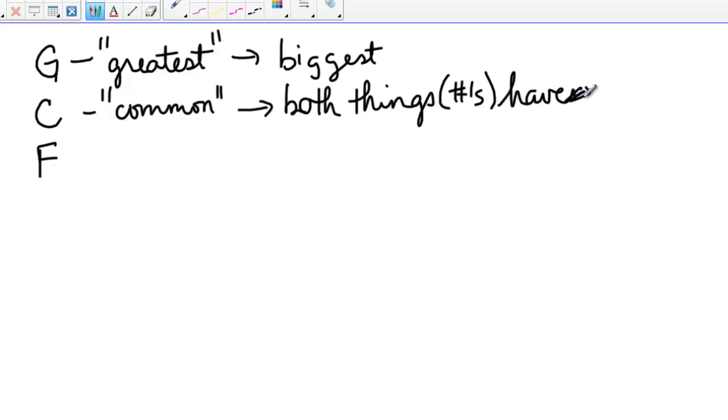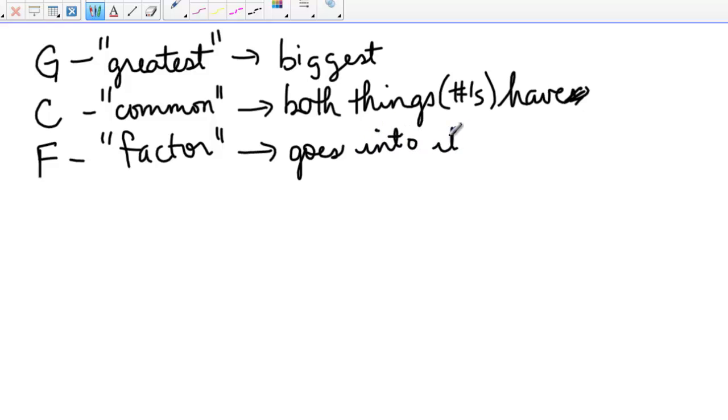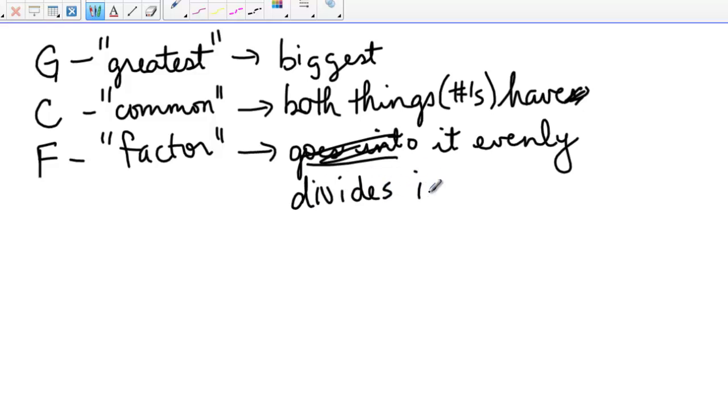And F is factor. Greatest common factor. What in the world is a factor? If I asked you to name a factor of 12, for instance, most of you would immediately say 2. What makes 2 a factor of 12? You would tell me, well, it goes into it evenly. Those are not good math words. What does goes into mean? It divides into it evenly.